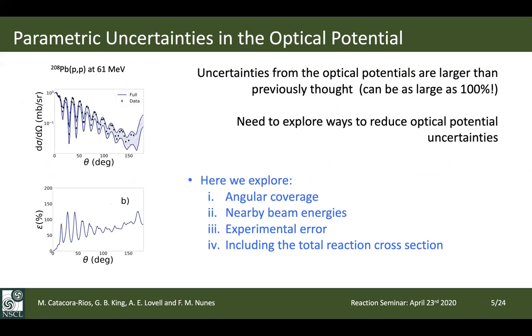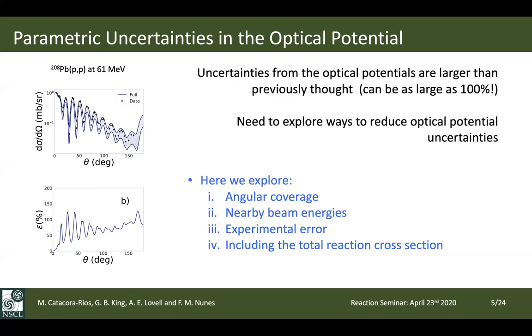So what is the motivation of the work that I'm going to talk about today? It is that when my group started doing these Bayesian analyses that Amy talked about last Tuesday, we noticed that the uncertainties from the optical potential were larger than what we previously thought. In some cases, such as this lead-208 proton elastic scattering at 61 MeV, they can be as large as 100%. So we have here the 95% confidence bands from our Bayesian calculations and the corresponding error plot, where the error plot is simply the width of the band divided by the mean.